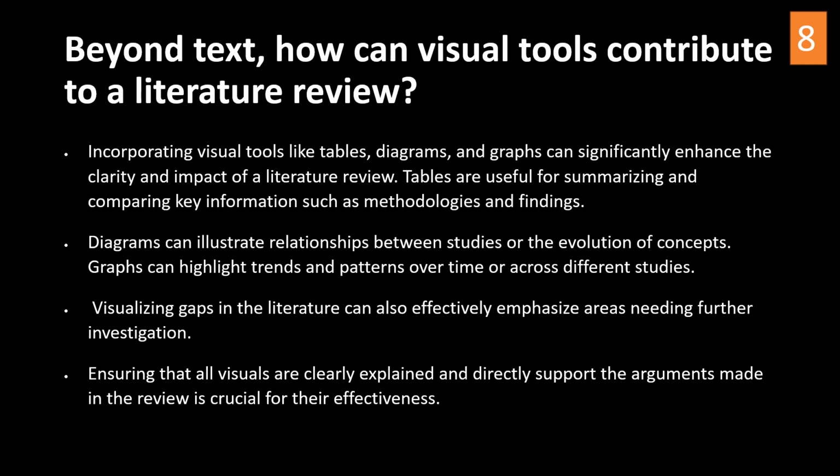Beyond text, how can visual tools contribute to a literature review? Incorporating visual tools like tables, diagrams, and graphs can significantly enhance the clarity and impact of a literature review. Tables are useful for summarizing and comparing key information such as methodologies and findings. Diagrams can illustrate relationships between studies or the evolution of concepts. Graphs can highlight trends and patterns over time or across different studies. Visualizing gaps in the literature can also effectively emphasize areas needing further investigation. Ensuring that all visuals are clearly explained and directly support the arguments made in the review is crucial for their effectiveness.